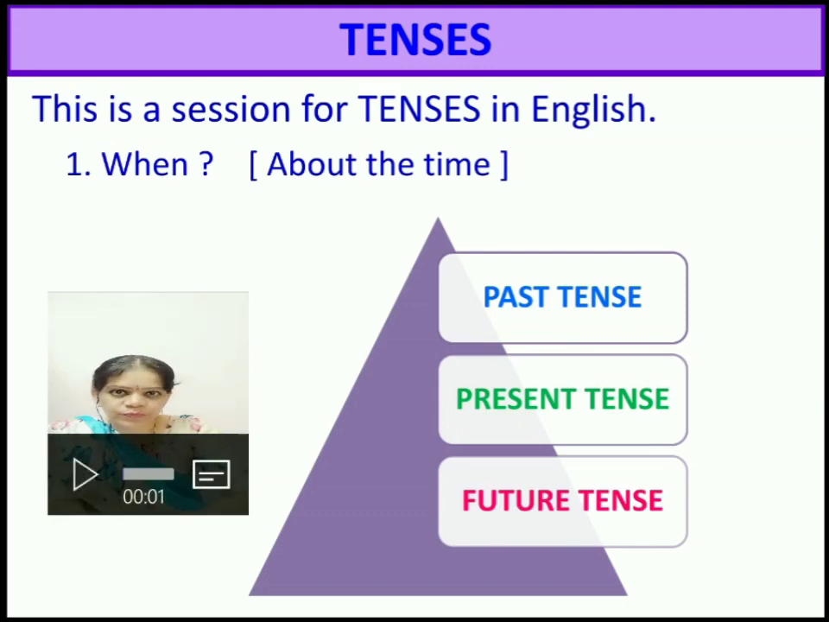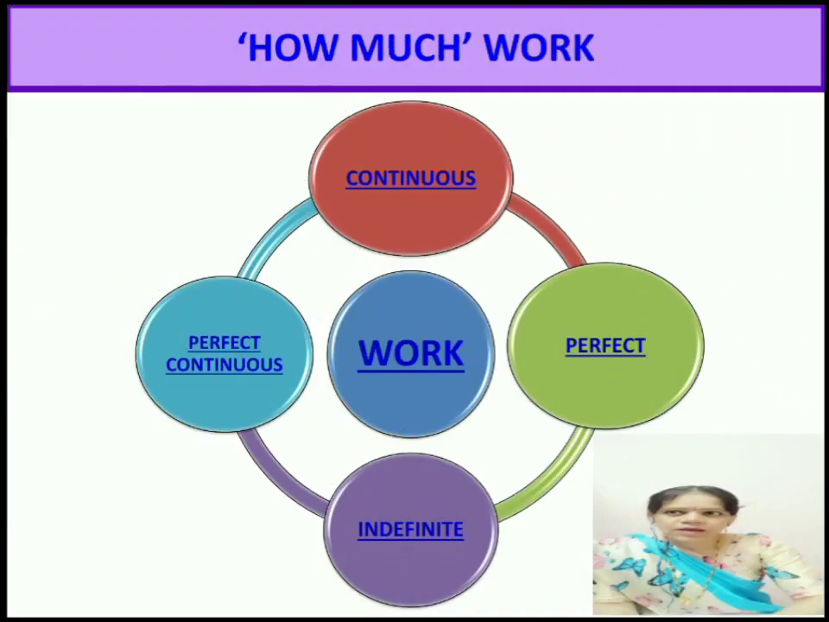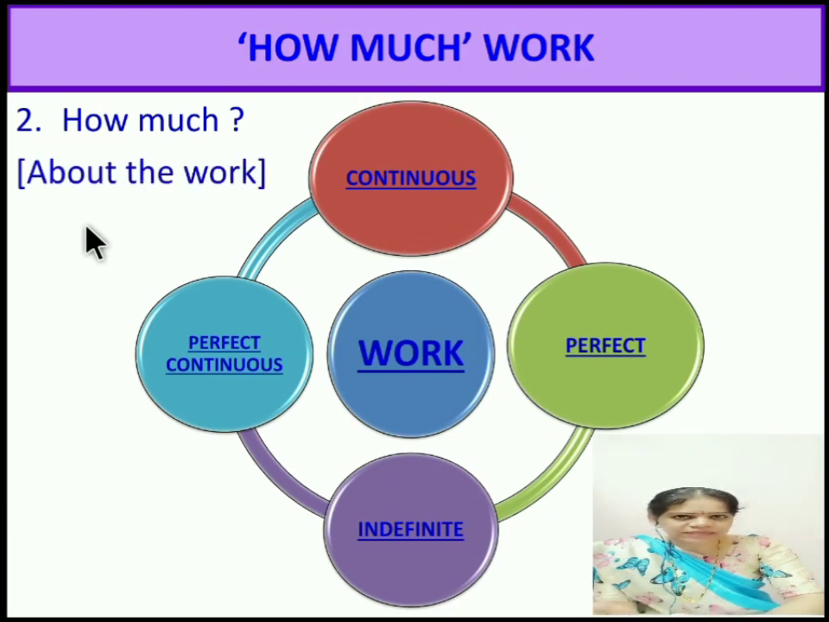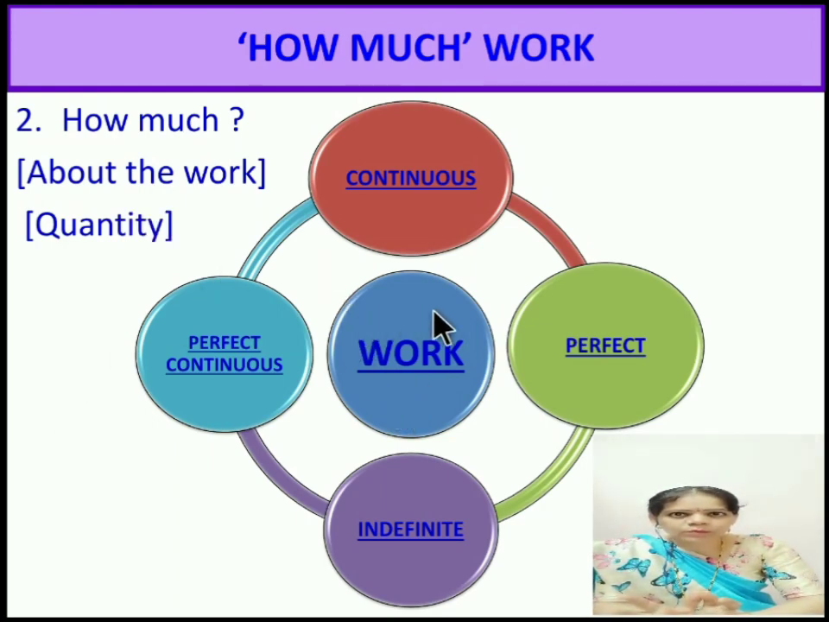Next, how much about the work or the quantity? When we talk about tenses with the second perspective, first we dealt with time, the second perspective is the work. Work is the word of action, or verb. The amount of work that is done, how much of the work is done.